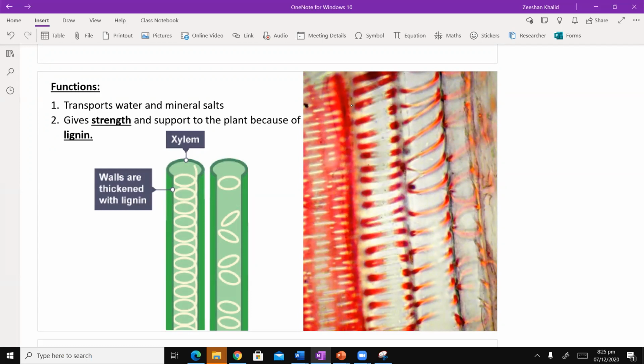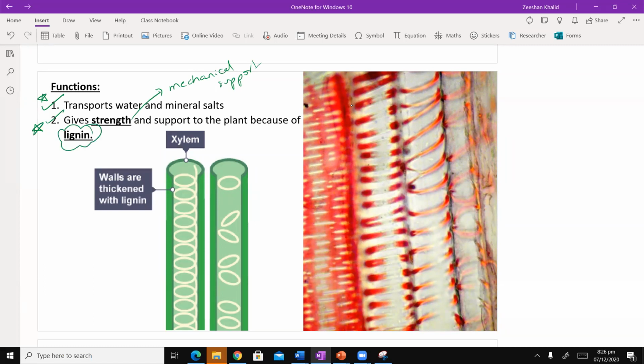So there are two functions that the xylem has, as you can see on the screen. Number one, it transports water and mineral salts, okay? And that's the main function, if you like. But another very important added function is that it gives strength, or you can say mechanical support, to the plants. That is, the reason why you can see plants upright is because they have this thing in them that is giving them strength. And that thing in them is known as lignin.